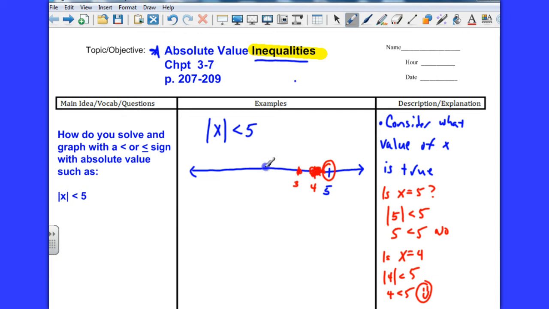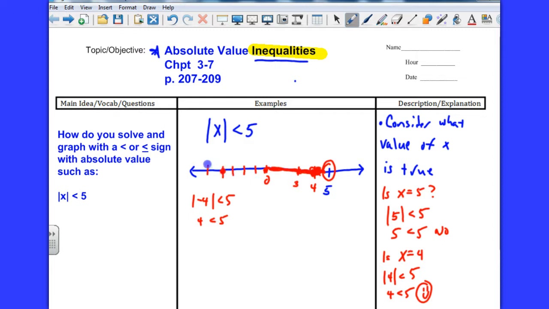2, 1, how about 0? Is 0 a solution? Yeah. So we have all of these. Let's go over onto the negative side. I'll continue here. How about negative 4? All right. Is that less than 5? Okay. 4. Right? The absolute value of negative 4 is 4. 4 is less than 5. 0, negative 1, negative 2, negative 3, negative 4.